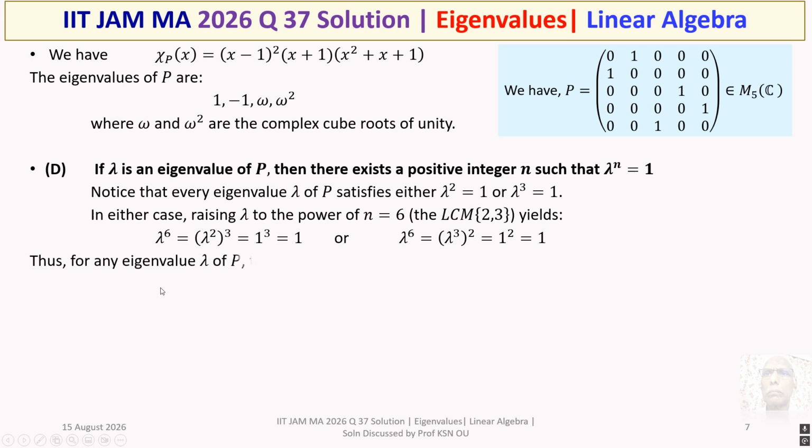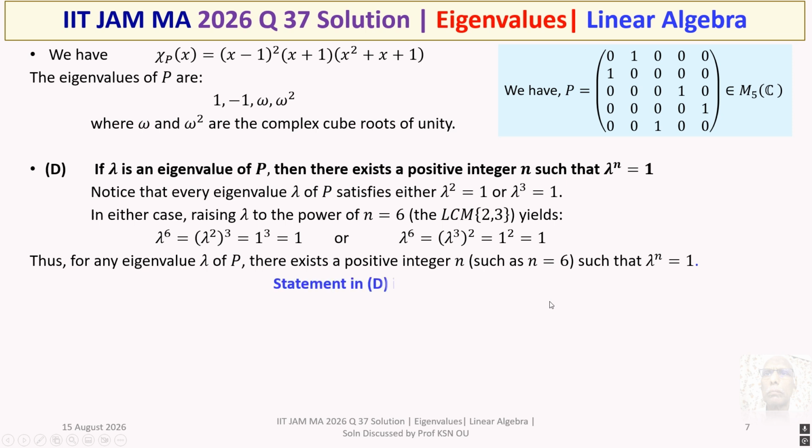Thus, for any eigenvalue lambda of P, there exists a positive integer, n is equal to 6, such that lambda power n is equal to 1. Thus, the statement in D is true. Summarizing all the options, the true statements are A, B, and D. That is the detailed discussion of the solution of the given problem.